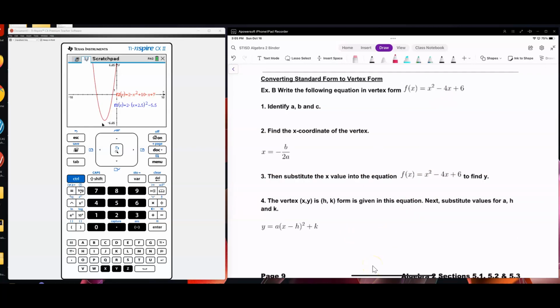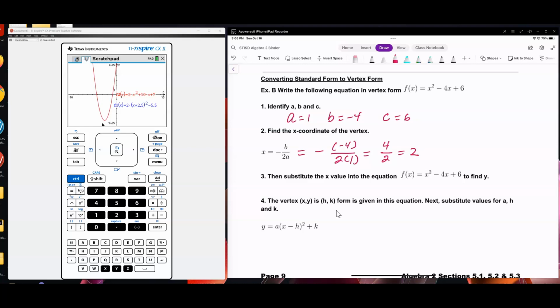So we're going to convert the following to vertex form. We need to identify a. A is 1. B is equal to -4. And C is equal to 6. We're going to use the axis of symmetry formula. So it's -(-4) divided by 2 times 1. So that's 4. Negative times negative is positive, over 2.